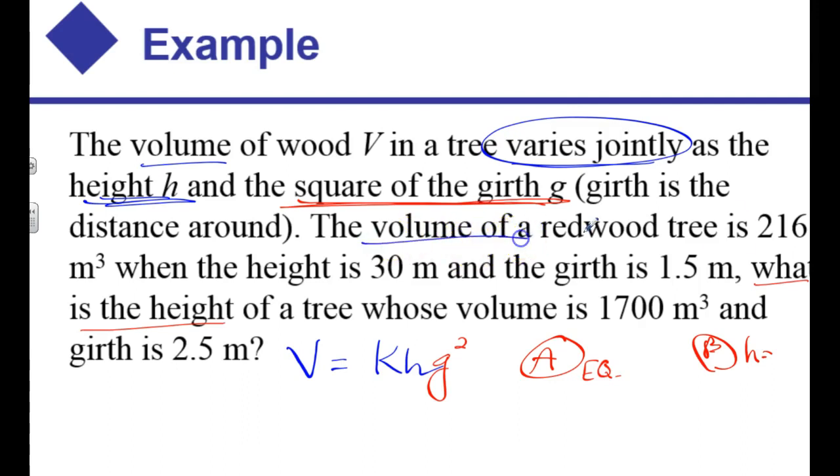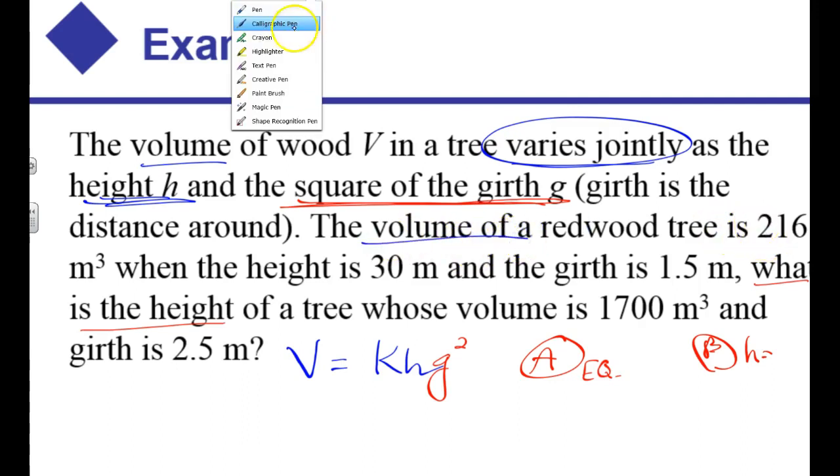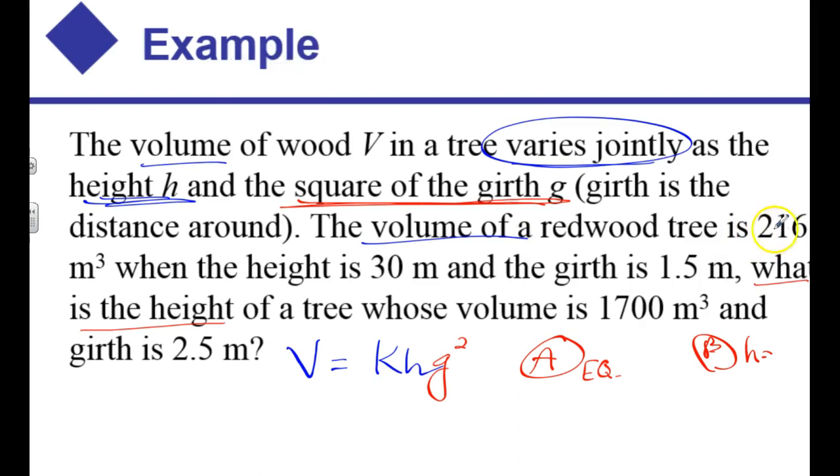And it says the volume is 216. And the height is 30. And the girth is 1.5. So I'm going to plug in everything that I know. 216 is equal to k times 30 times 1.5 squared. K will turn out to be 3.2.